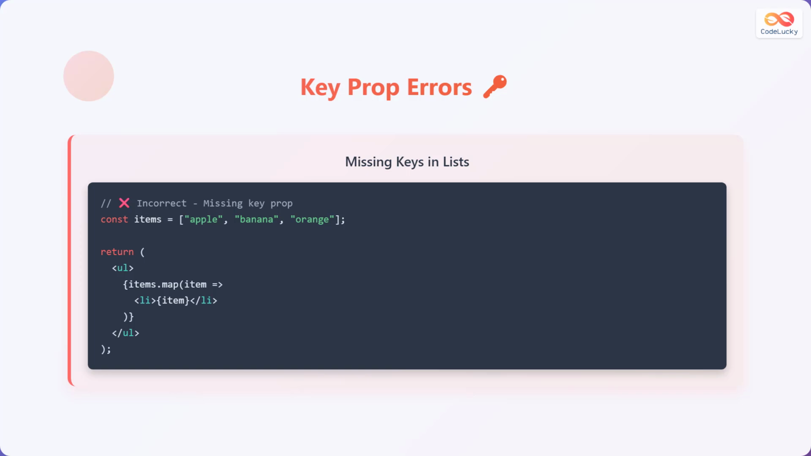In the given code, we have an array of items and we are mapping over them to render a list of list items. However, we are missing the key prop on the list item element.